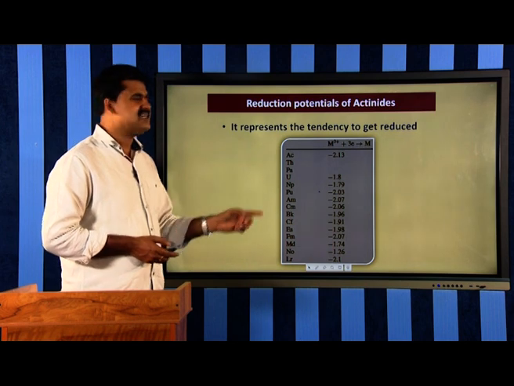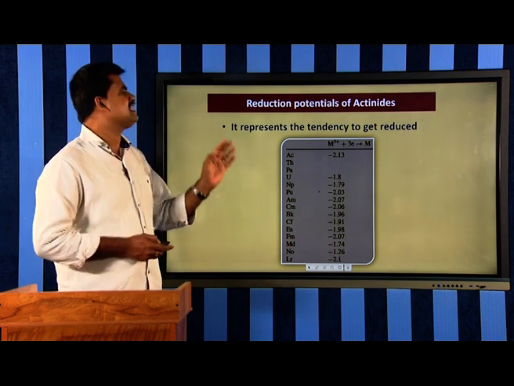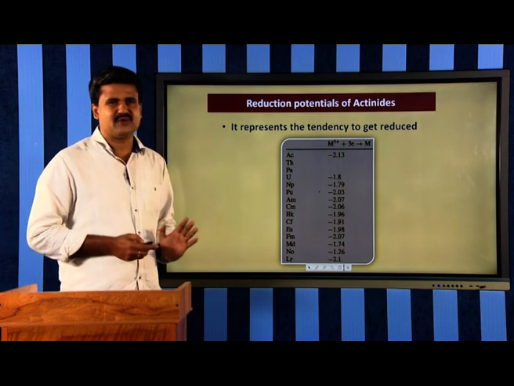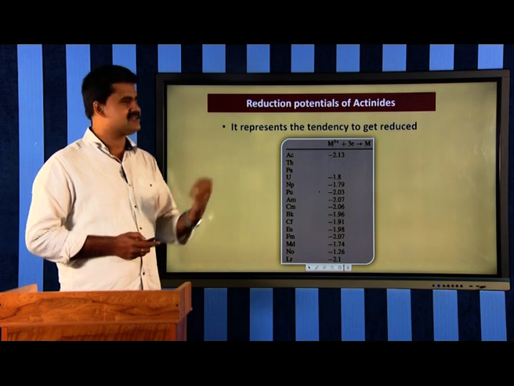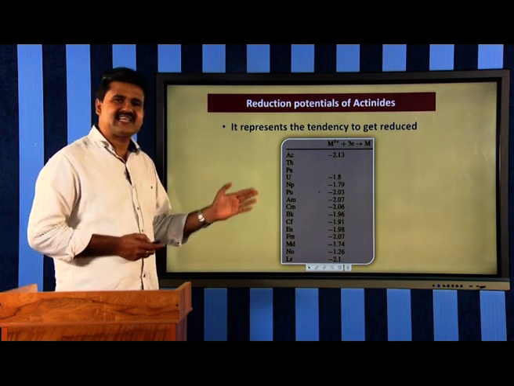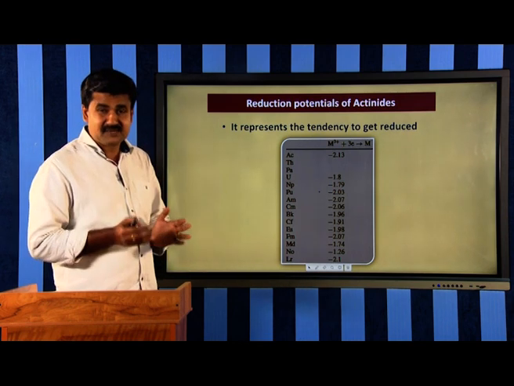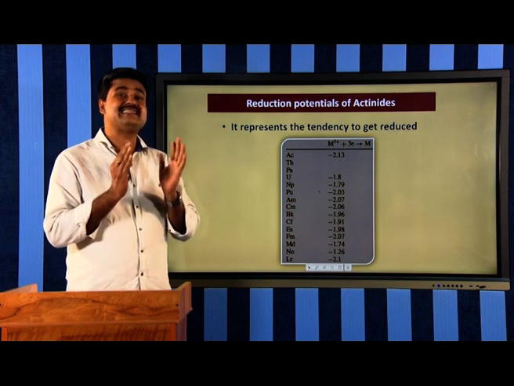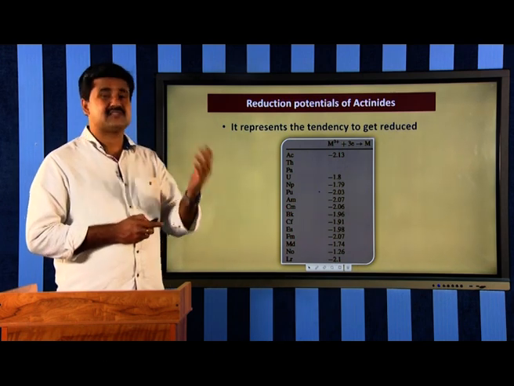This represents the reduction potential of the M3+/M couple. That is the tendency of reduction of the M3+ ion by capturing 3 electrons to get metal M. The reduction potential values are negative, so oxidation potential values are positive. That means the metal has a greater tendency to convert to M3+.